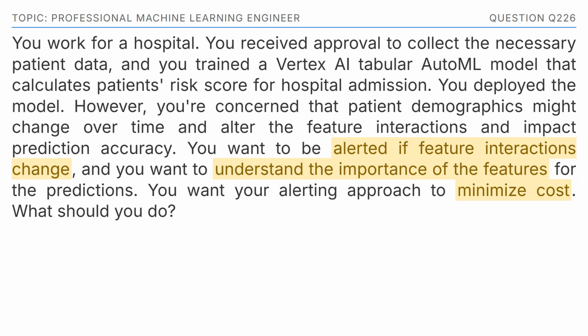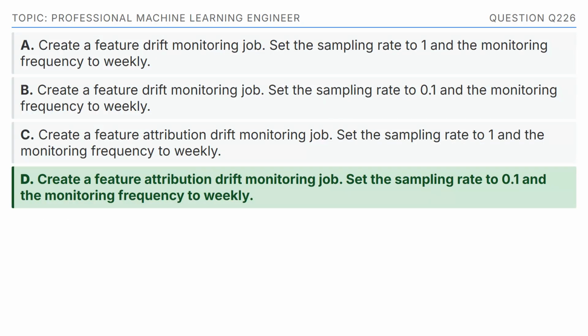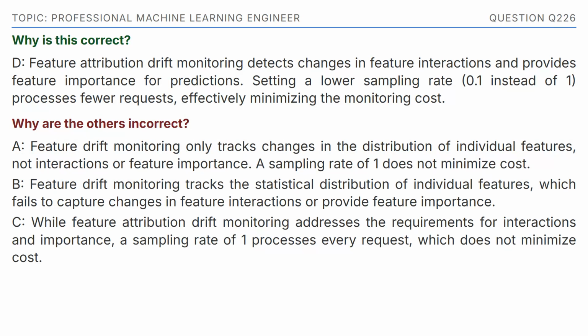To arrive at the correct answer, we focus on the keywords: alerted if feature interactions change, understand the importance of the features, minimize cost. The correct answer is option D, create a feature attribution drift monitoring job. Set the sampling rate to 0.1 and the monitoring frequency to weekly. Why is this correct? D. Feature attribution drift monitoring detects changes in feature interactions and provides feature importance for predictions. Setting a lower sampling rate, 0.1 instead of 1, processes fewer requests, effectively minimizing the monitoring cost.